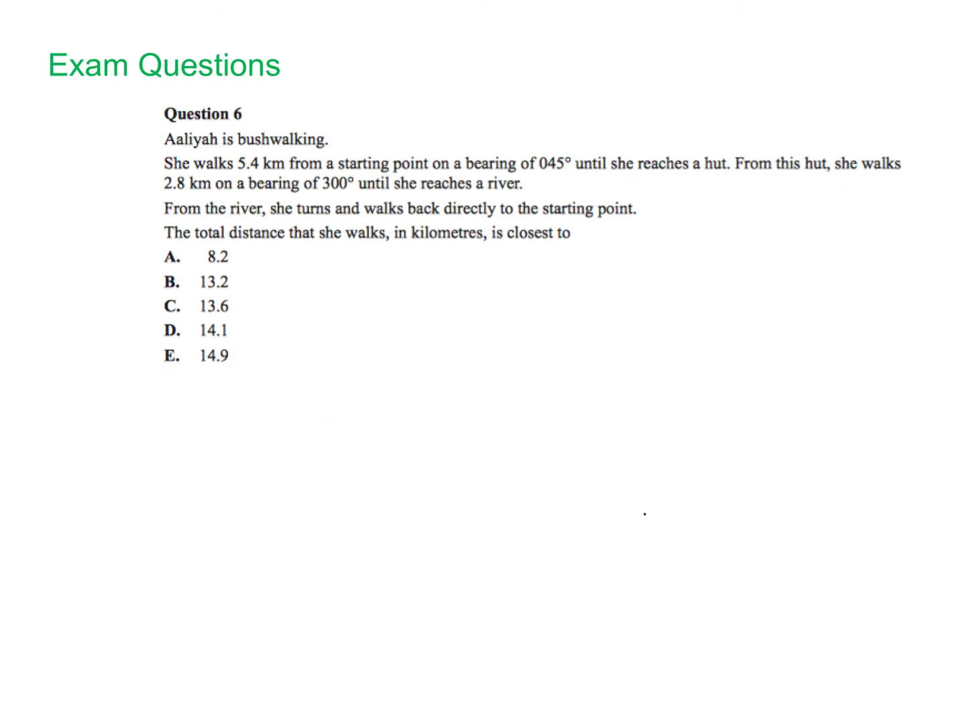Okay, so Alaya is bushwalking, and she walks 5.4 kilometers from a starting point on a bearing of 45 degrees until she reaches a hut. So as I said, you should always put a little compass in to begin with. So she starts and goes out at 45 degrees till she gets to a hut, and we'll put a little compass in there as well. So this is the hut, and this was the start. Now add in the pieces of information. Like they said, that was 45 degrees, so you also know that in here is 45 degrees, and maybe in there is 45. So pop that in.